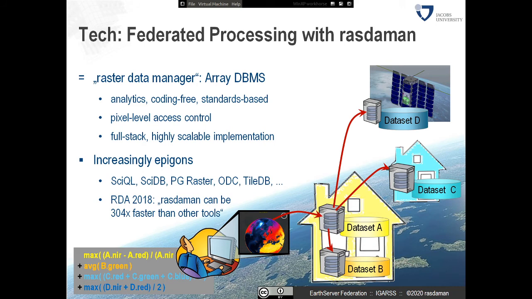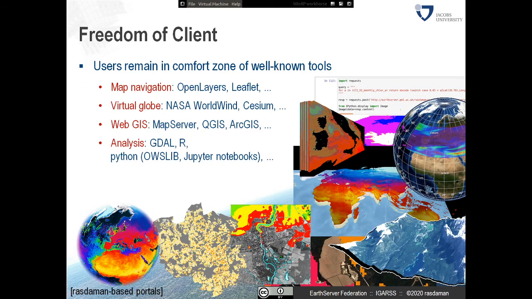And as you can see, the user doesn't need to know where dataset A, B, C, and D are. We can do data fusion as we do here at any time, and the systems will actually negotiate and optimize that. Now I'm talking so much about query languages, but I hasten to say no, you don't have to write queries. Actually, you have the freedom of picking any client that supports the standards, and so users can remain in the comfort zone of their well-known tools.